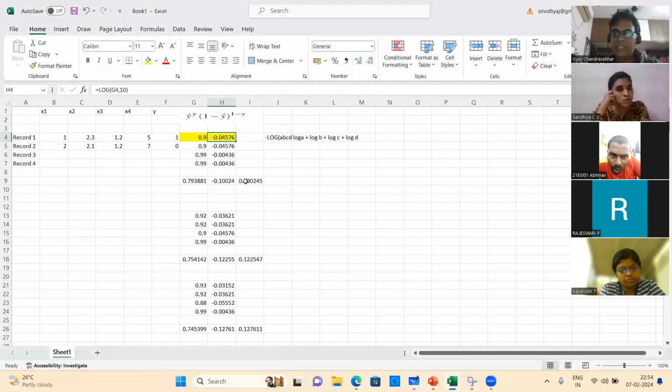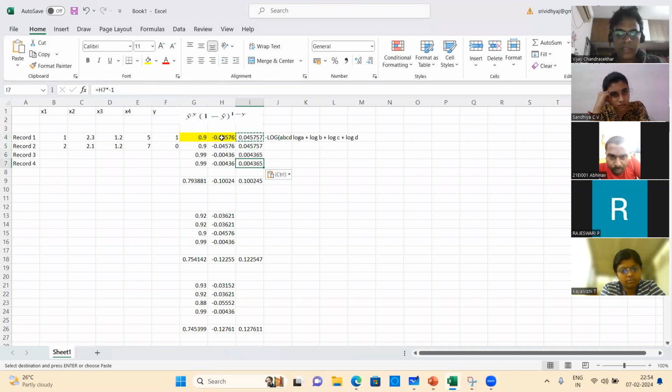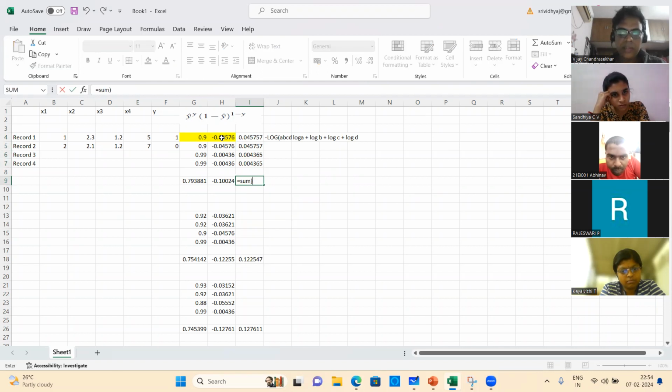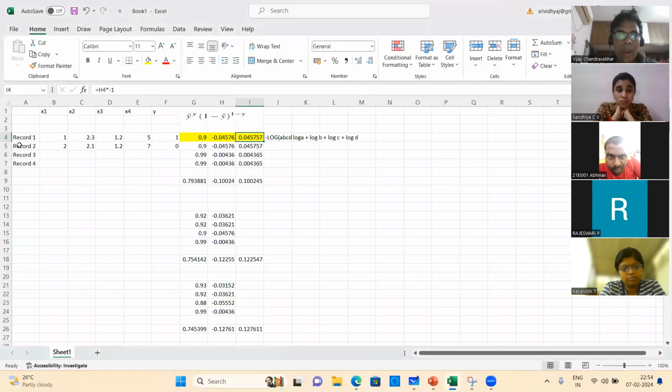Of course, I've changed the sign here. Instead, I could have changed it here itself. Correct? I could have done that. I could have done this and then just summed it up. I could have done this as well. Okay. So what you're seeing here, this is a cost function, or rather the cost. It's also a cost function. It's also a cost of just one record.